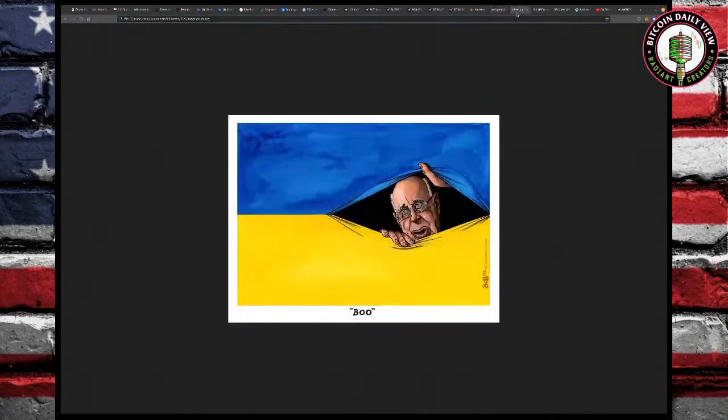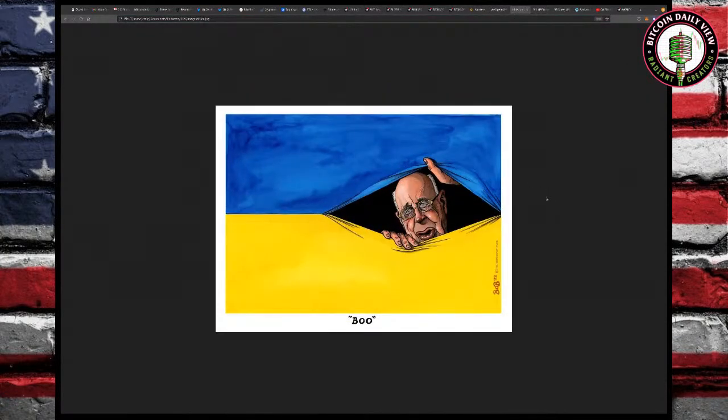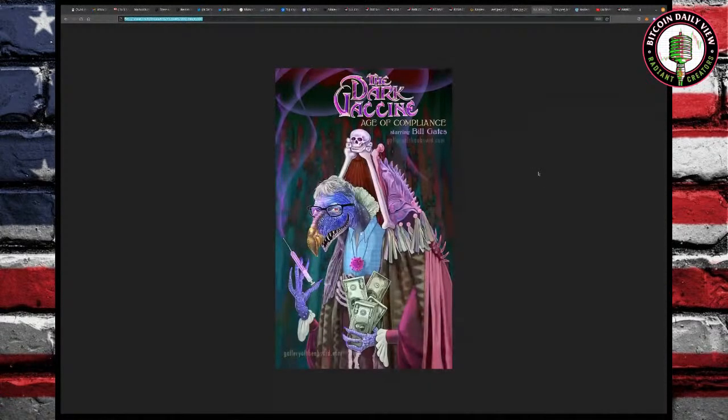Well, these characters right now, you know, their scam has not been working, and they're sort of going like, oh my gosh, so what's going to happen here? Maybe this is not going to work. Well, we could always try this again. The Dark Vaccine Age of Compliance Part 2. Yeah, they're going to try it. They certainly are going to try it.